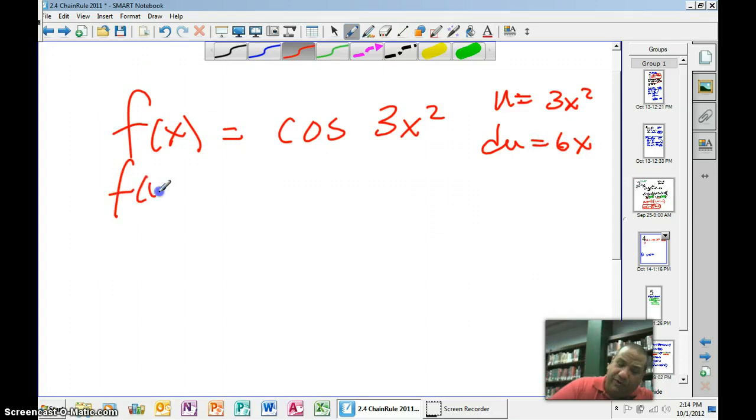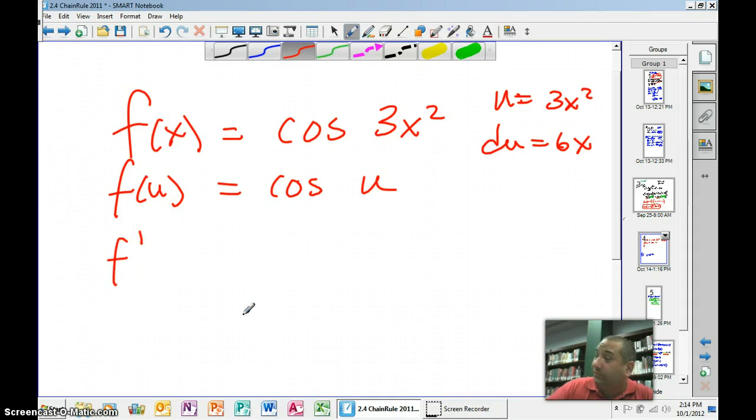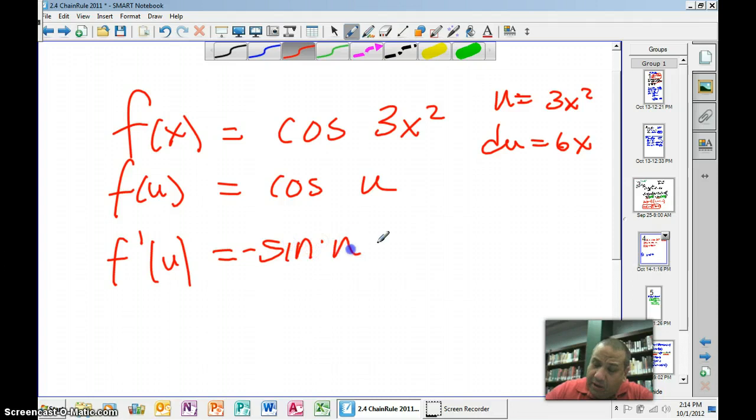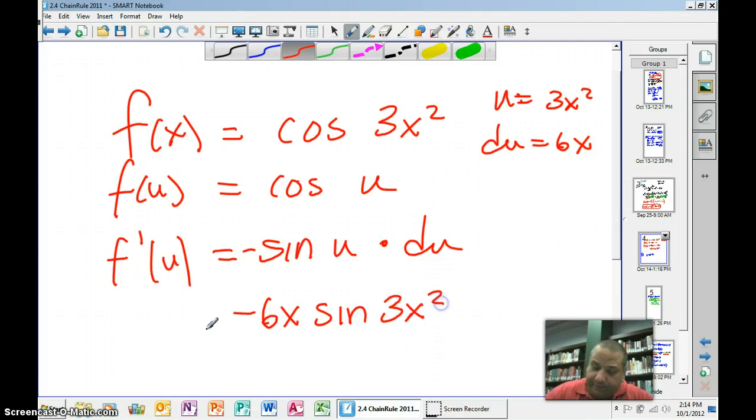So now I'll do f of u. I make the substitution in, and I get cosine of u. What's the derivative of cosine? Negative sine. They tell me it's negative sine. Thank God for them. So I'm going to take the derivative of this. I get negative sine of u. But don't forget to multiply this by du. So my final answer, Alex Trebek, negative 6x sine of 3x squared.